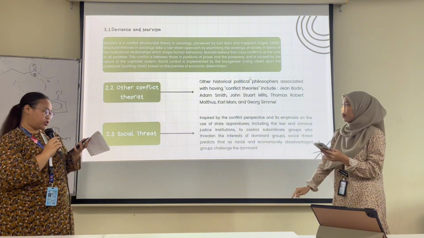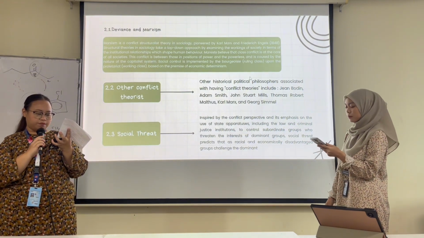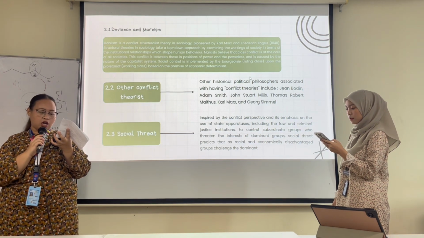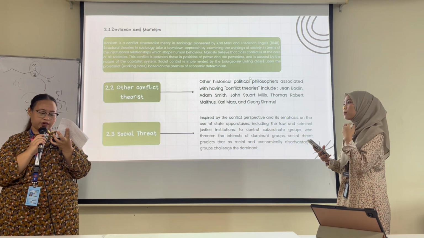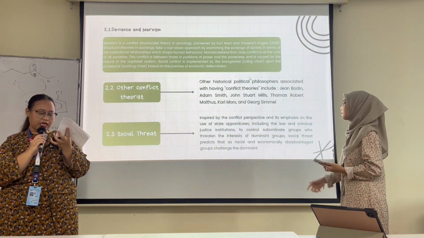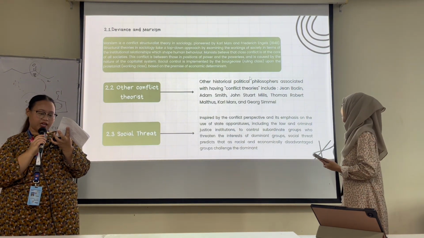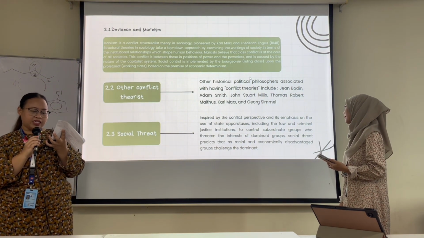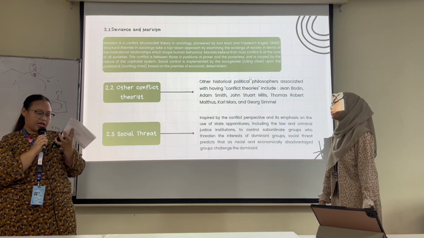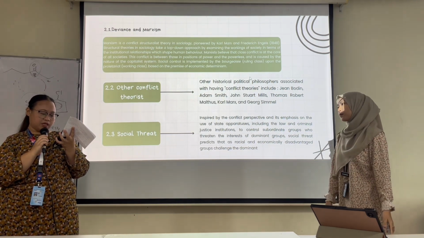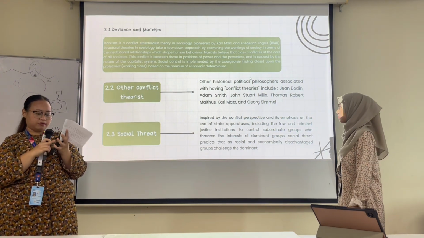So 2.3 is social threat, inspired by the conflict perspective, which emphasizes the use of state apparatus, including the law and criminal justice institutions, to control subordinate groups who threaten the interests of dominant groups. Social threat predicts that as racially and economically disadvantaged groups challenge the dominant.